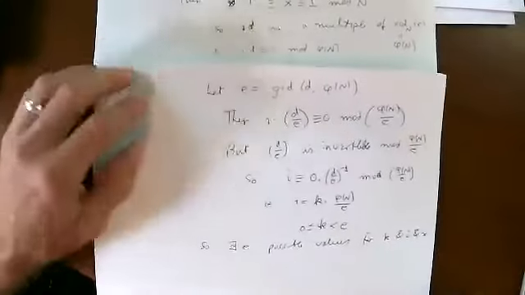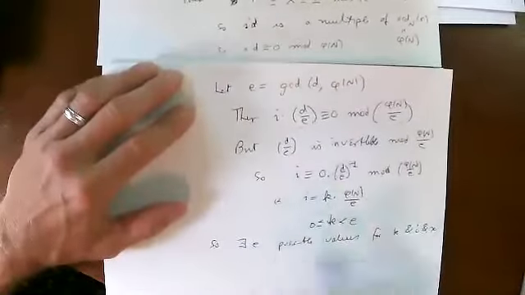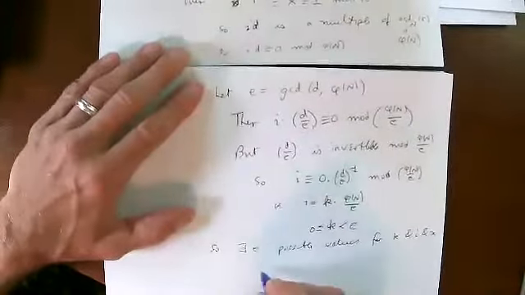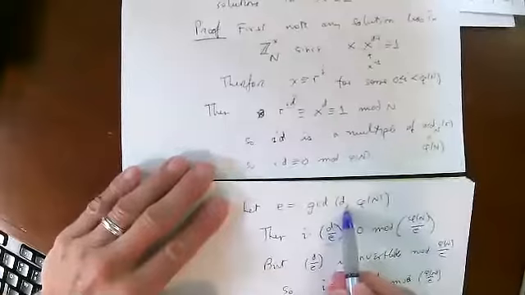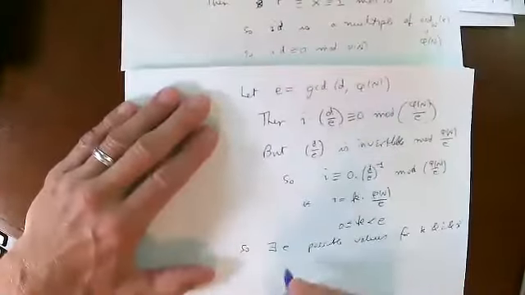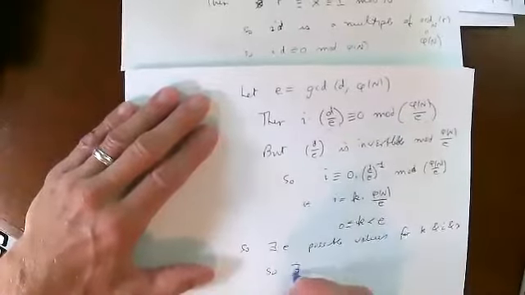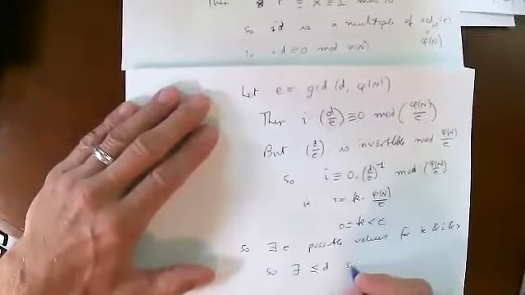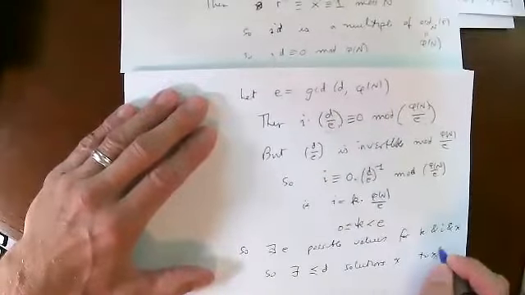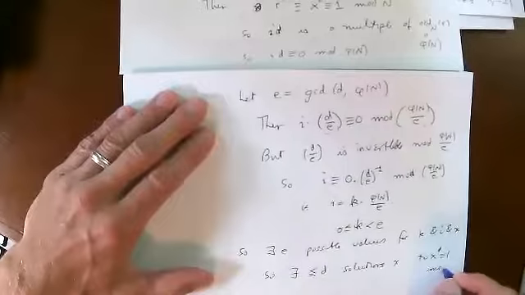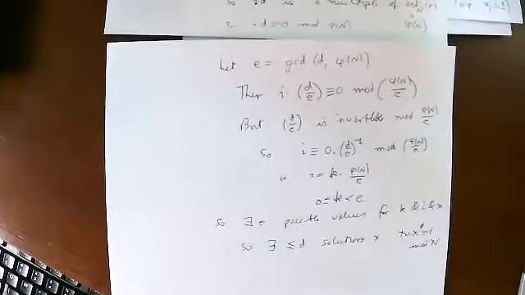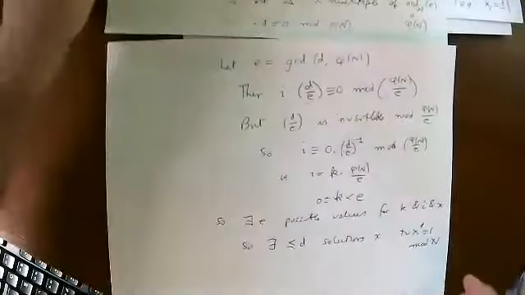So the number of solutions to my original problem is exactly e. And since e was a divisor of d, that means that in particular e is less than or equal to d. So there exist less than or equal to d solutions x to the original problem. Okay, and that's the claim that I made at the start of this theorem.